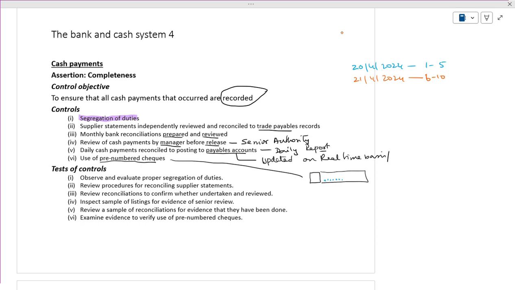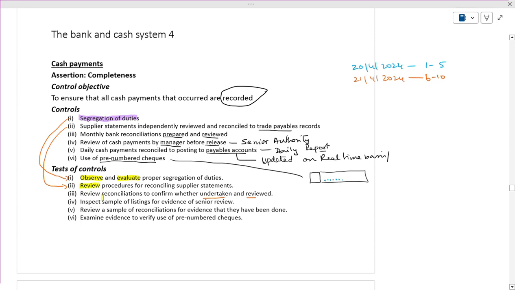Now, what we are doing, same thing. When you are saying it is observe and evaluate, is it right? Segregation of duties. Review procedures, how reconciliation is taking place. Review reconciliation to confirm whether it has been undertaken or reviewed. These are the most important things: we are observing. You observe and evaluate the segregation. You will review.